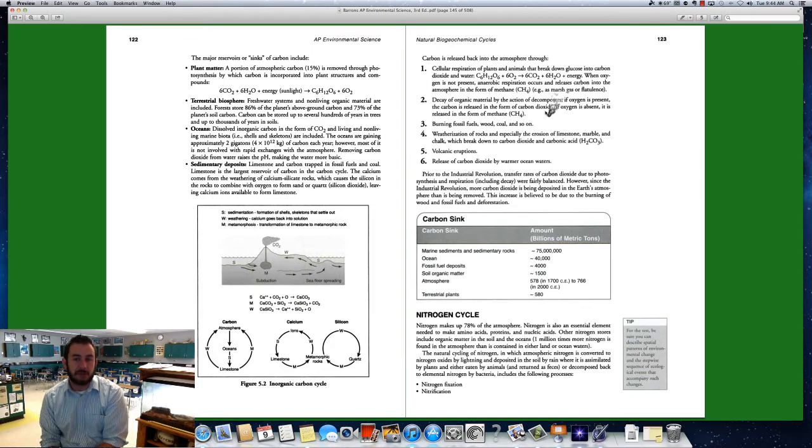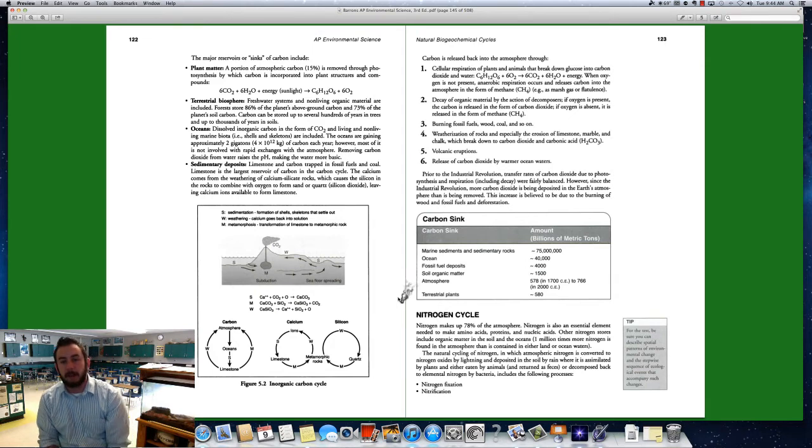Also, decaying of organic material: as bodies break down, a byproduct is methane gas, which contains more carbon, entering the atmosphere in a different chemical compound but still carbon. Burning fossil fuels is probably our biggest human component. Wood and coal combustion releases CO2 as a byproduct, and it goes into the atmosphere. Weathering of rocks, especially the erosion of limestone, marble, and chalk, is a decomposition reaction that breaks calcium silicon oxide back down into its components and releases them accordingly.